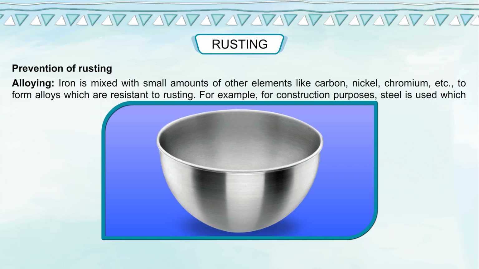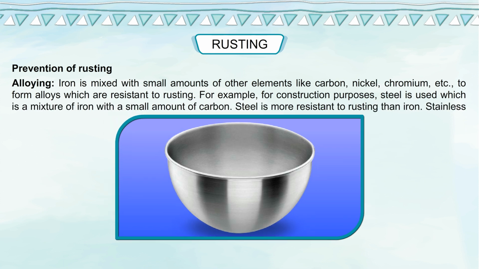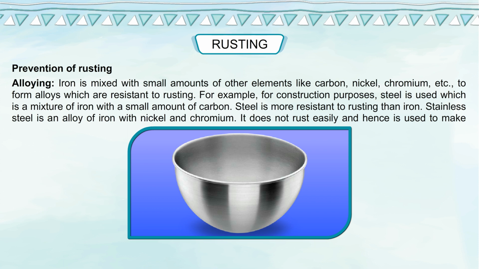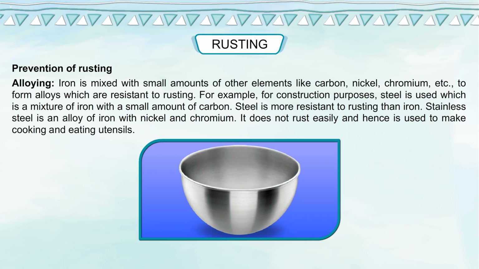For example, for construction purposes, steel is used which is a mixture of iron with a small amount of carbon. Steel is more resistant to rusting than iron. Stainless steel is an alloy of iron with nickel and chromium. It does not rust easily and hence is used to make cooking and eating utensils.